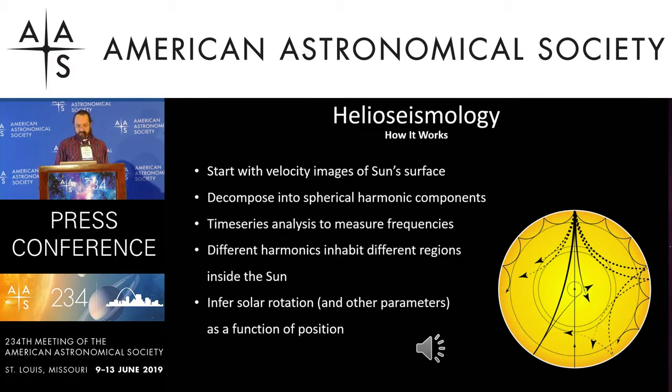And because the different harmonics inhabit different regions inside the sun, here this shows the depth dependence. You can see how some of them stay close to the surface while others of them penetrate more deeply. And so it's because the different harmonics inhabit different regions that we can use their frequencies to infer things like solar rotation inside the sun.